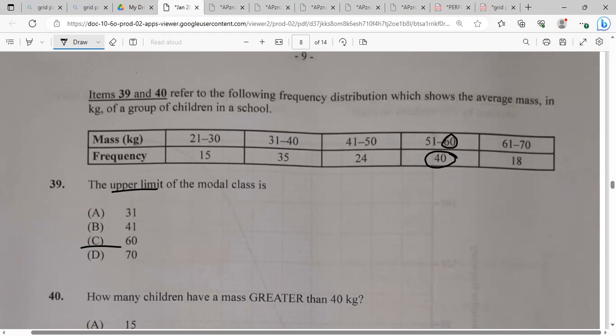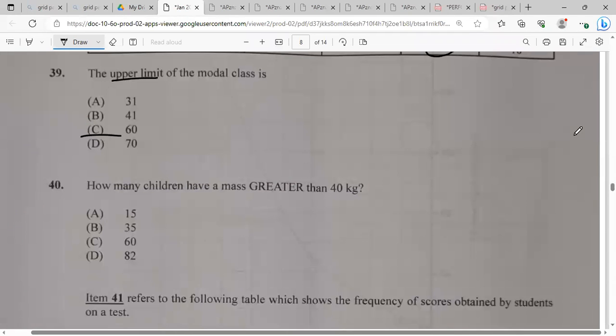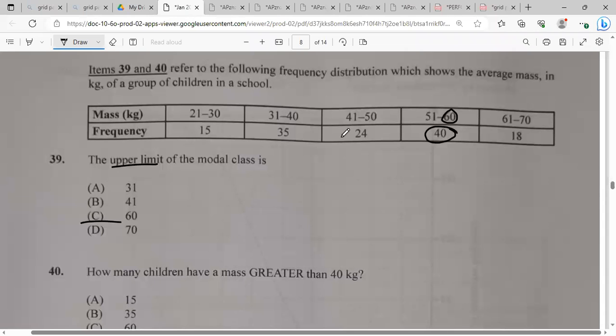All right. How many children have a mass greater than 40 kilograms? So these are 40. So that'd be 24 greater than 20 that we have up above. So 40 plus the 18. 8 and 4 give 12, 2 carry 1, 1 under 3, 4, 8. So that's 82. I'm not seeing that, so not sure what happened with that. Okay, cool.